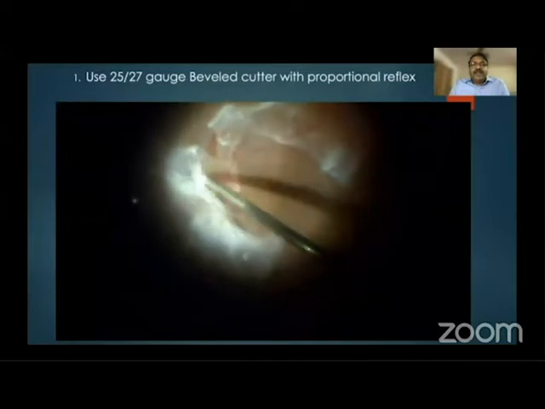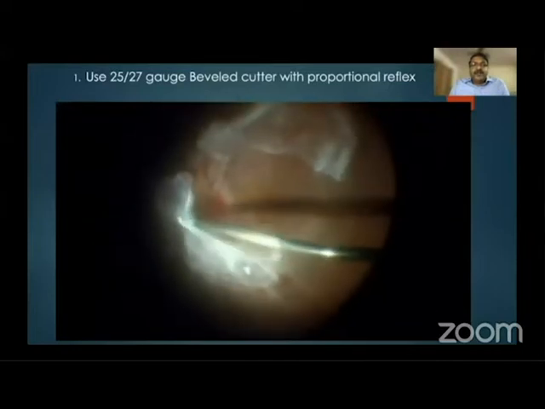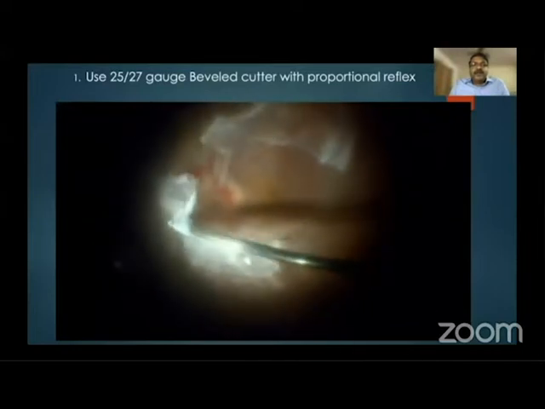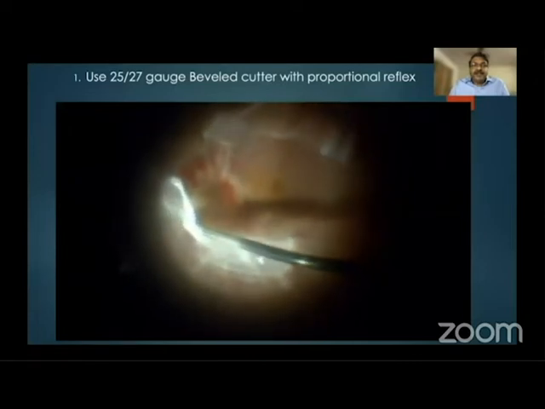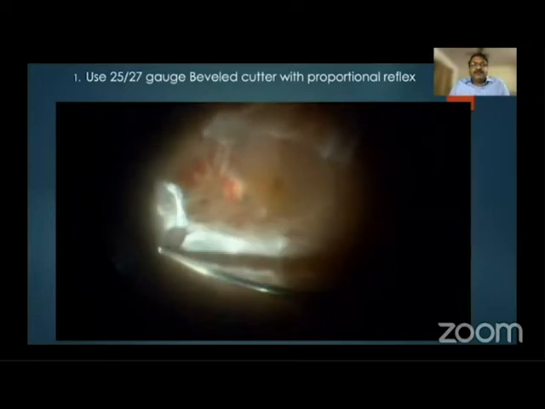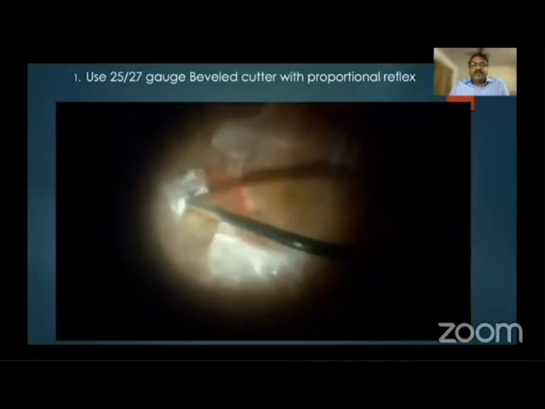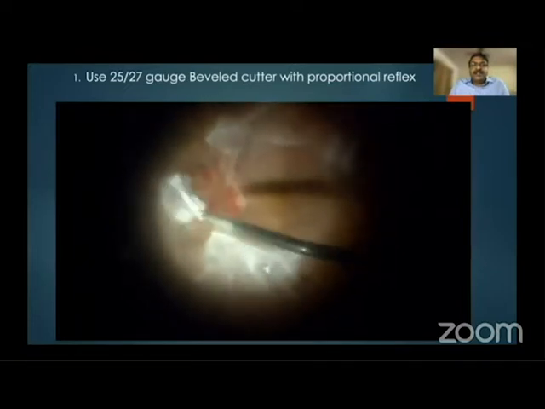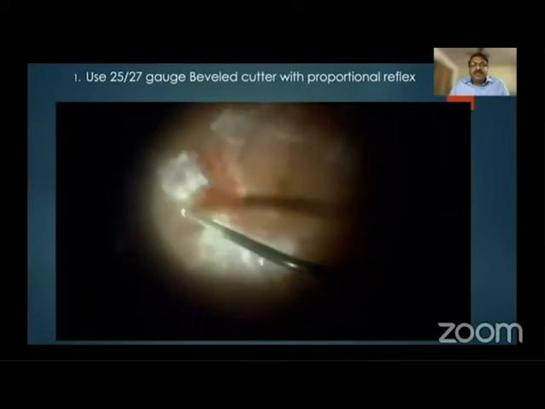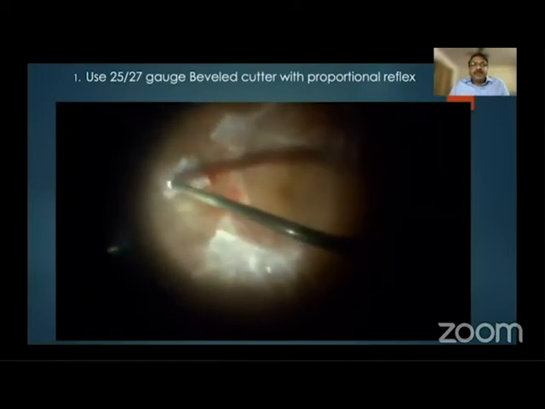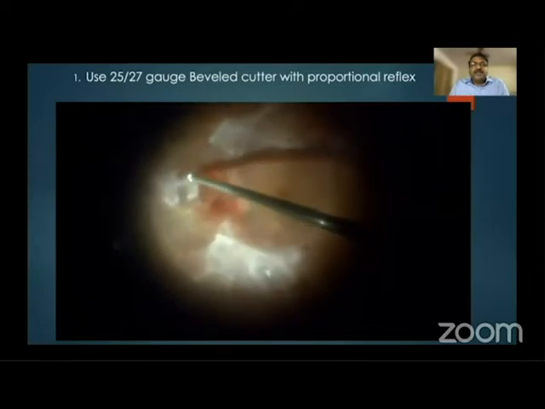Currently, we have fine gauge probes, especially in the 25 and the 27 gauge with the bevel cutter, with its opening closer to the tip, which enables a good dissection of the majority of membranes. And you could use hydrodissection to clear these membranes. So the cutter seems to be adequate in most situations.